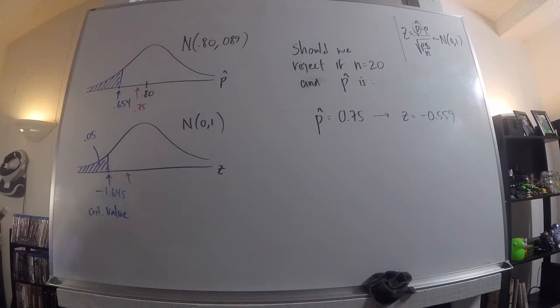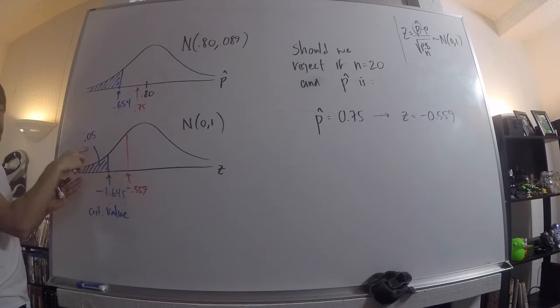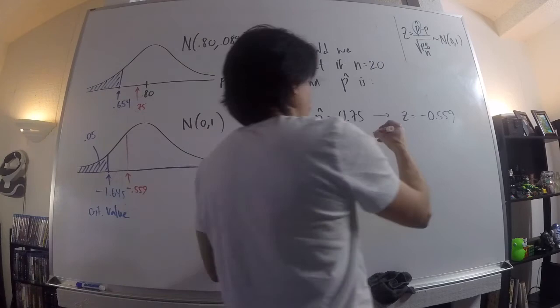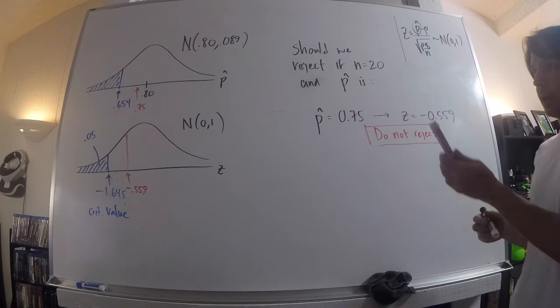And now -0.559 is to the right of that. And purely based on that, I know that when I do my p-value, it is going to be a percentage that's bigger than 0.05. Same thing here, my p-value will be bigger than 0.05. So I can tell right now I'm not going to reject, which is what we did. But here, because I have those critical values, I don't even have to compute a p-value. I can tell I'm going to reject or not reject.